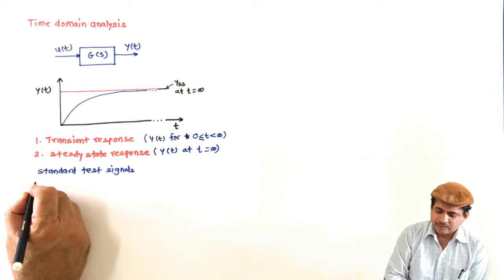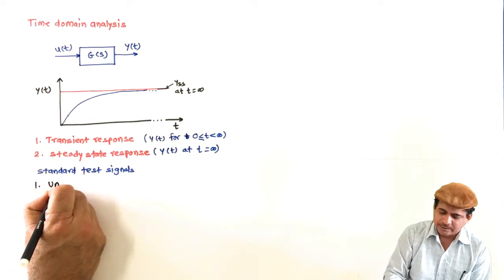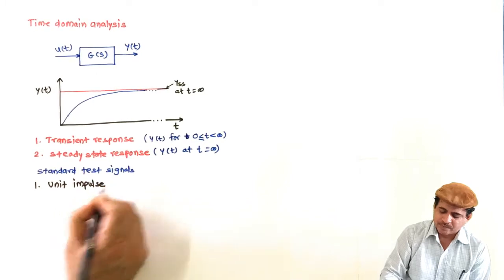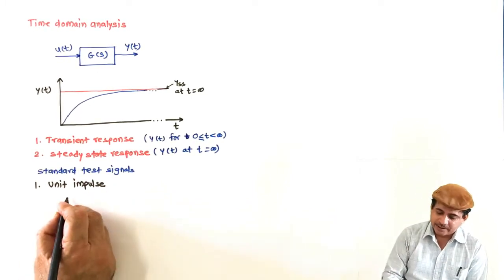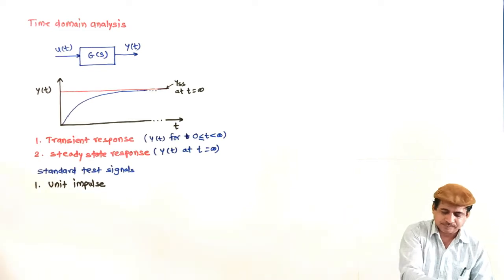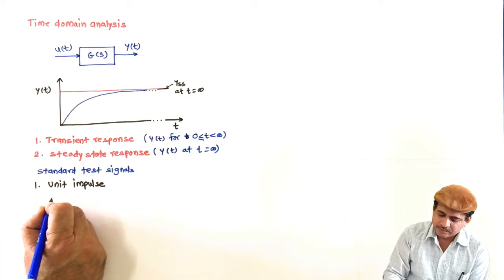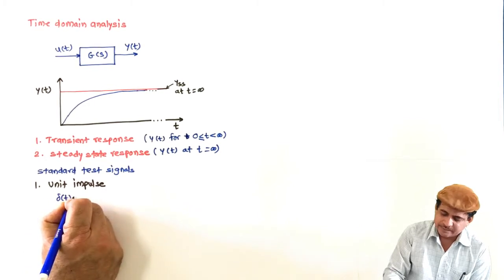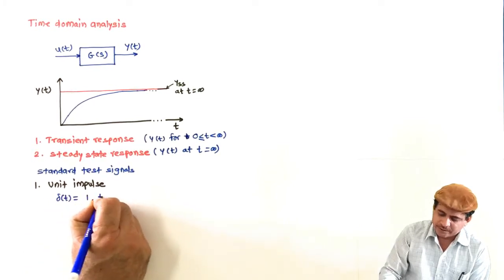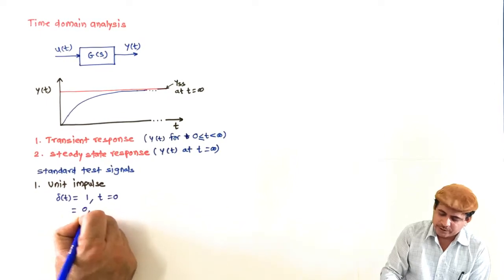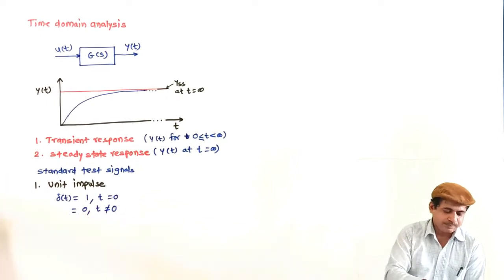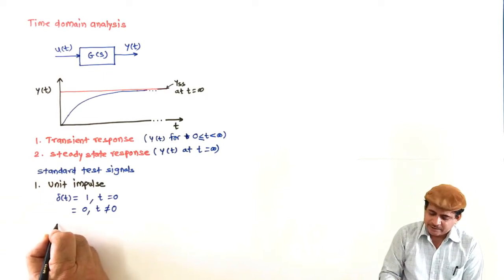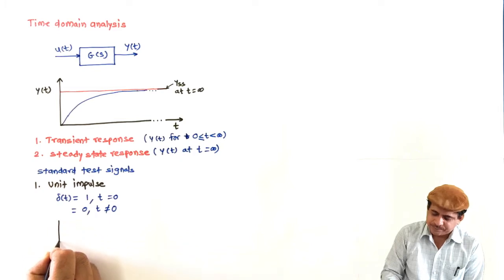Like we have a test signal unit impulse, and this unit impulse can be sketched as, or let us define it, unit impulse given by the letter delta(t), which is equal to 1 for t equal to 0, and it is equal to 0 if t is not equal to 0. So it is appearing only at a single time instance.